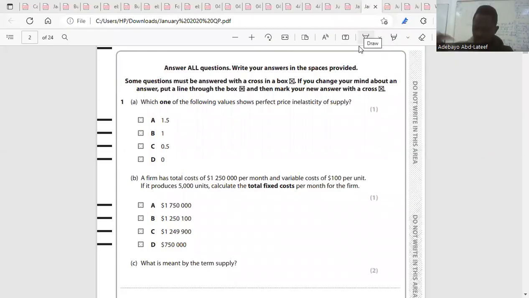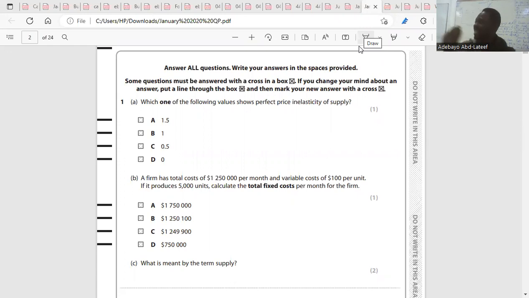Here we start question 1. The first question says, which one of the following values shows perfect price inelasticity of supply? When we talk about inelasticity, it means there's no significant change in the quantity demanded as a result of a change in price. Please listen to what inelasticity is. Inelasticity means there's no significant change in the quantity demanded of a product as a result of a change in the price of the product.